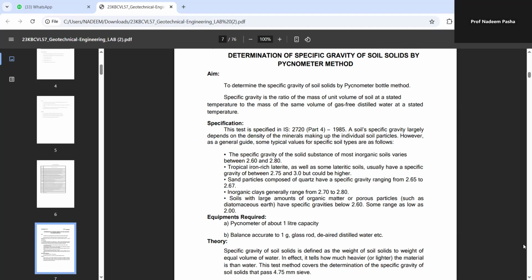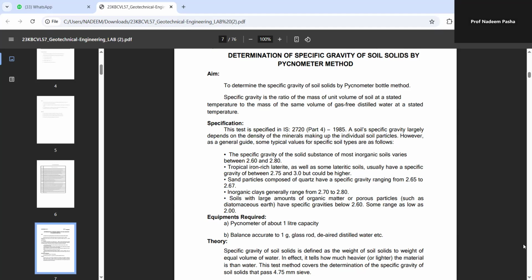Aim: to determine the specific gravity of soil solids by Pycnometer bottle method. So what is the aim of this experiment? We need to determine the specific gravity of soil solids by using Pycnometer bottle method. Now comes the question, what do you mean by specific gravity? Specific gravity is the ratio of mass of unit volume of soil at a stated temperature to the mass of the same volume of gas-free distilled water at a stated temperature.